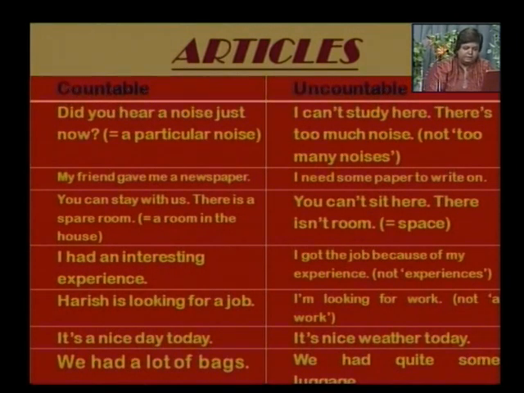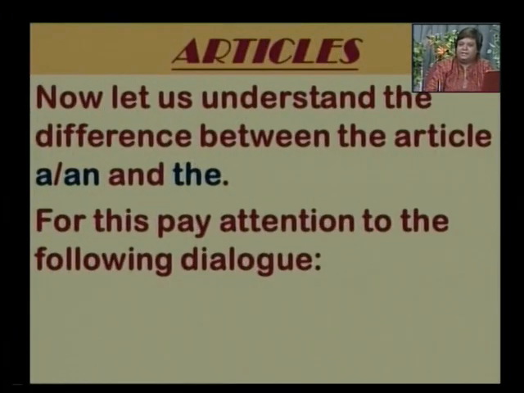All right. After that long table about countable and uncountable, let's move a little ahead and let's come to the next slide on the screen. Now let us understand the difference between the article a, an and the. Okay. ત્રણે વચ્ચેનું ડિફરન્સ હવે સમજવાની પ્રયત્ન કરીએ. For this, pay attention to the following dialogue. એક નાનું અમથું એક કોન્વર્ઝેશન છે. આપણે જોઈએ what is the dialogue. Let's see, look at the dialogue.